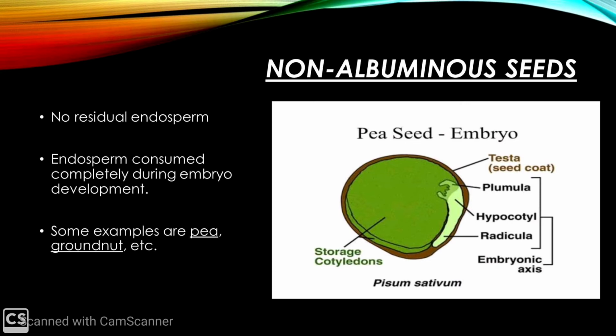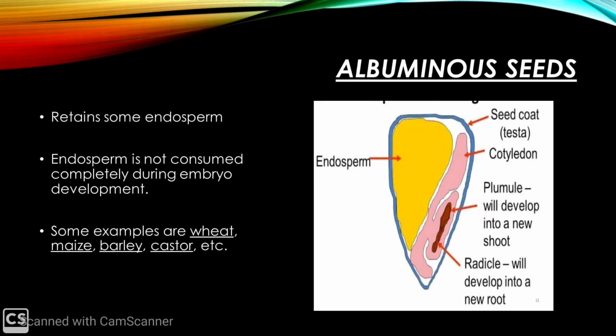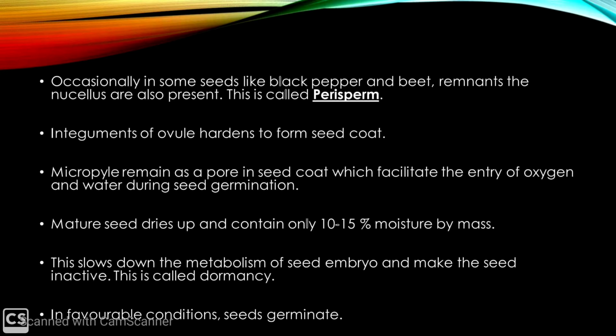The seeds which retain endosperm are known as endospermic seeds or albuminous seeds. Endosperm is not completely consumed during the development of the embryo. Some examples include wheat, maize, barley, castor, coconut, etc. We can see the endosperm in the diagram of the maize seed along with the cotyledon and embryo. Occasionally in some seeds such as black pepper and beet, remains of nucellus are also found. These remains are known as perisperm.